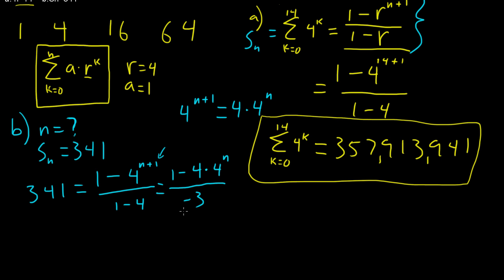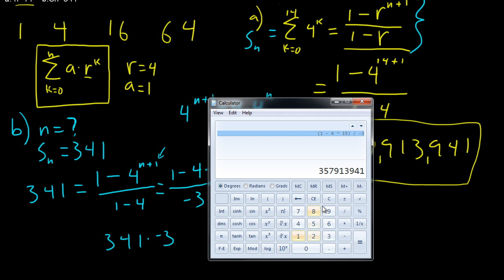Alright, so now this is what we have. Let's do 341 times negative 3. Let's go ahead and grab our calculator here. 341 times 3 is going to be 1023.